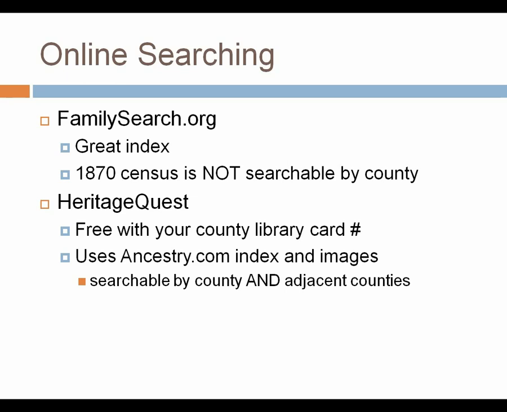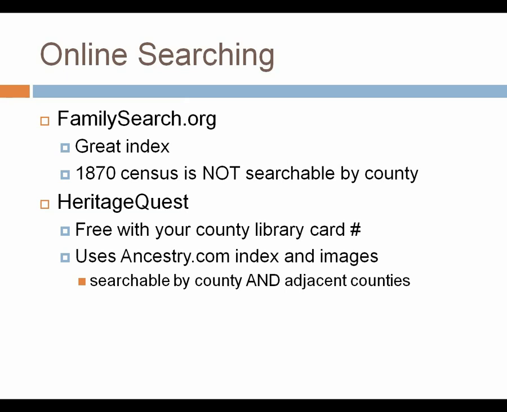It has a great index with a lot of good filters. One problem, though, is the 1870 census is not searchable by county. And that is a real drawback when doing research on the 1870 census. You really can't use FamilySearch.org for that. But you can use the Heritage Quest website. It's free with your county library card. It uses the Ancestry.com index and images, which means that it is searchable by county. And you have the option to select searches for a county and adjacent counties. And that's very useful as well.